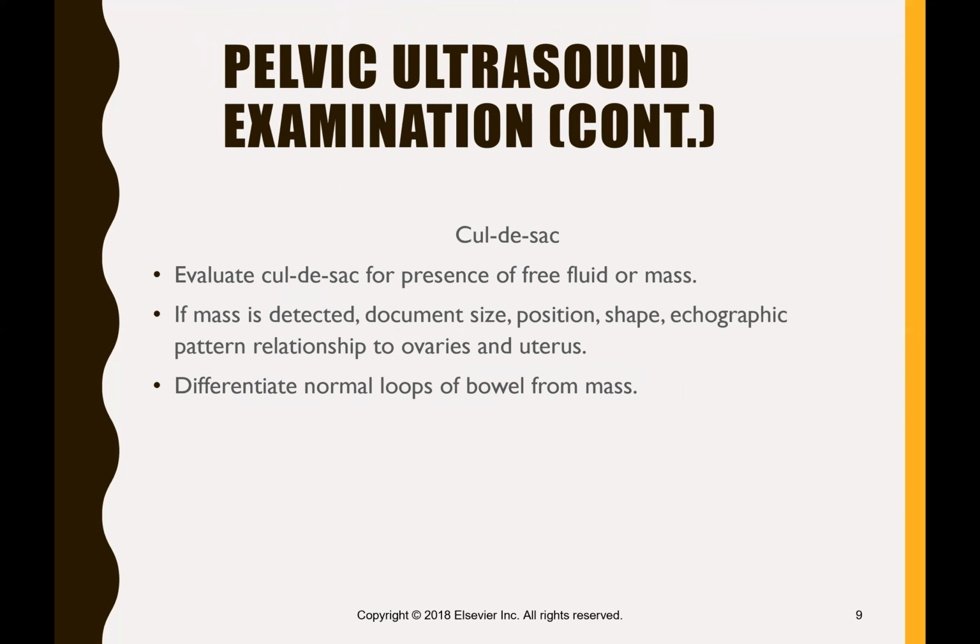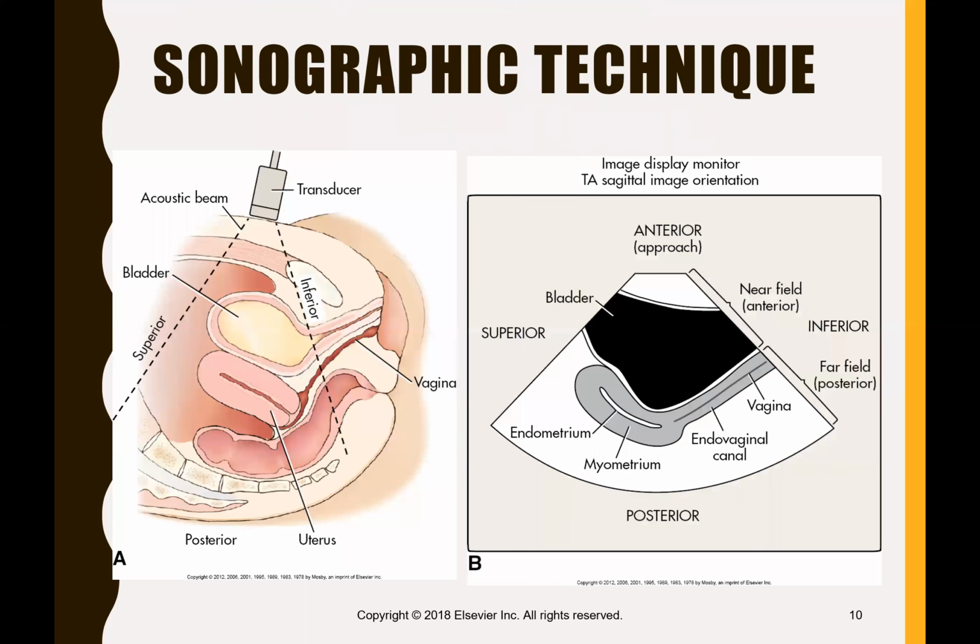Look for the cul-de-sac. Make sure there's not too much fluid. A little bit, like we've talked about, is okay, but too much you would want to mention on your report. So here is the sonographic technique. On the lower belly, the transducer is placed. This is the acoustic beam and the acoustic window. When the bladder's full, that creates a beautiful window for you to be able to see the uterus.